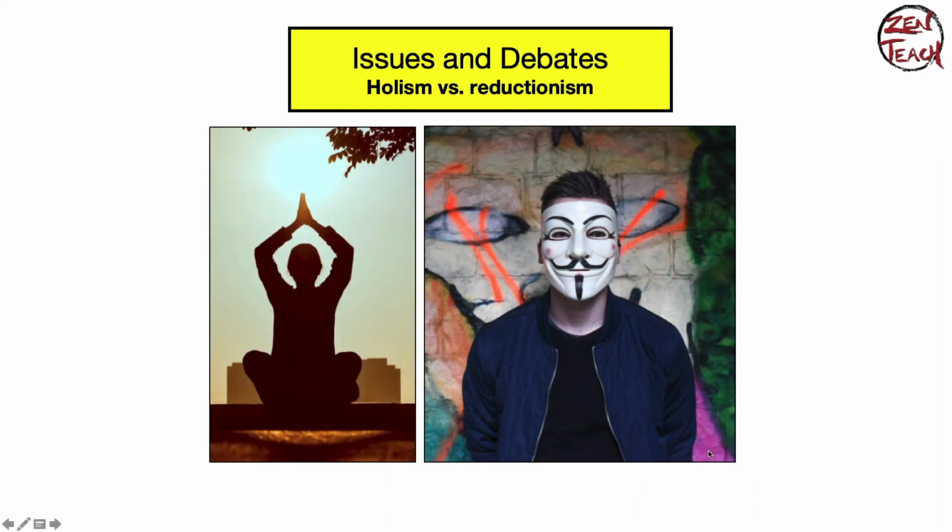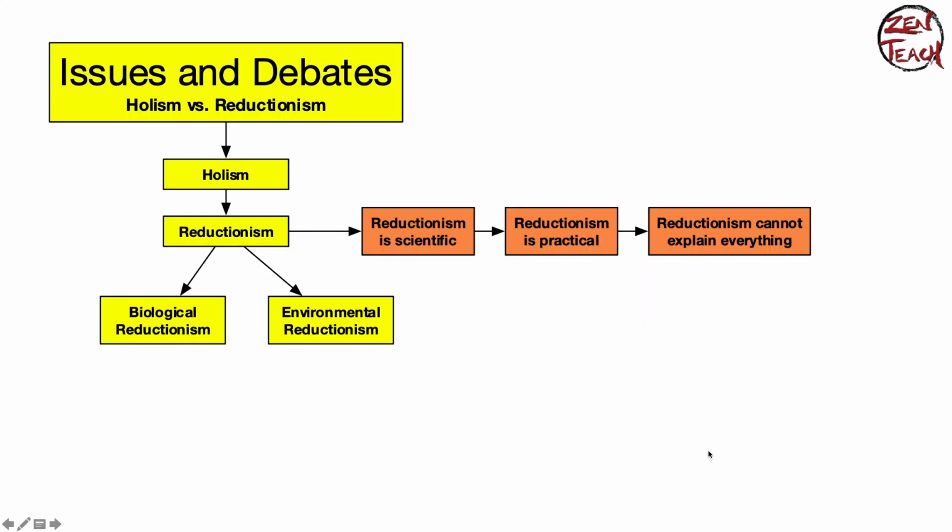All right, welcome back everyone. This is another lesson on issues and debates. Today we'll be looking at holism and reductionism. Again, an overview. First we'll be looking at a definition of holism, then reductionism, then look at two different types of reductionism, then why reductionism is more scientific, why reductionism is more practical, and why reductionism cannot explain everything.